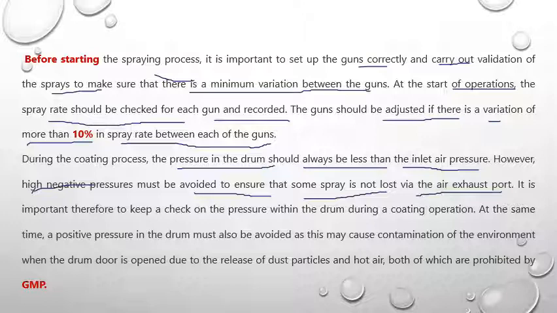At the same time, a positive pressure in the drum must be avoided as this may cause contamination of the environment when the drum door is opened, due to release of dust particles and hot air, both of which are prohibited by GMP.